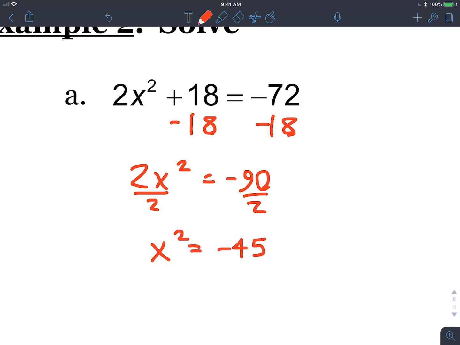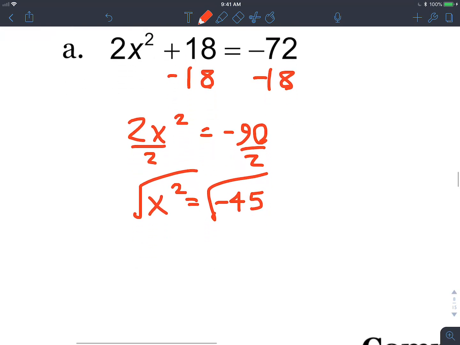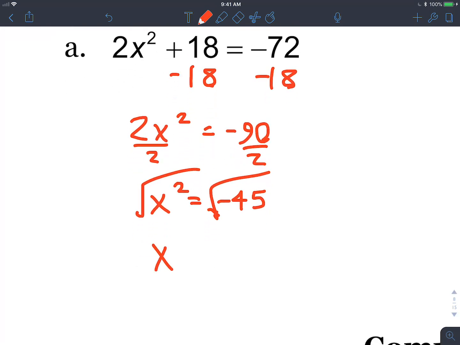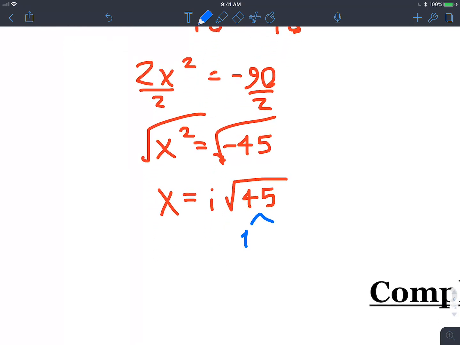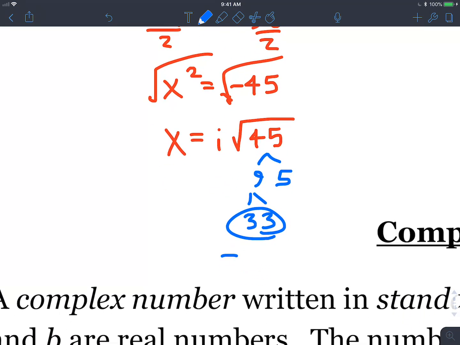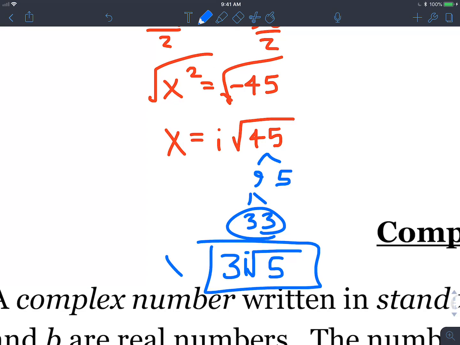And then before, we said, oh, well, we can't really square root a negative number, so we say there's no solution. But now, since we're talking about imaginary numbers, we can say that this is the same thing as I times the square root of 45. Then we need to simplify and break down 45. We can say that's 9 and 5, and then 3 and 3. So altogether, this will be 3 square root of 5 with I. I'm just going to squeeze it in right there, and that will be your answer.